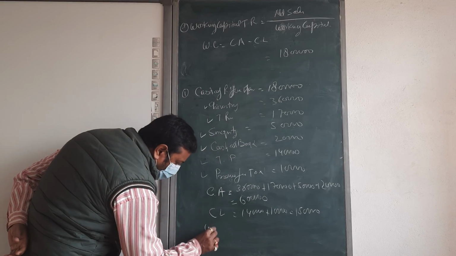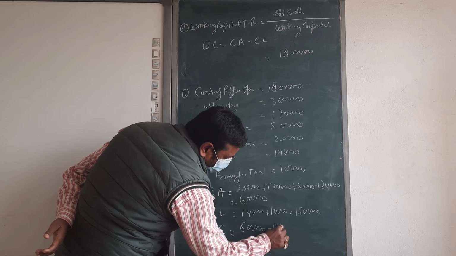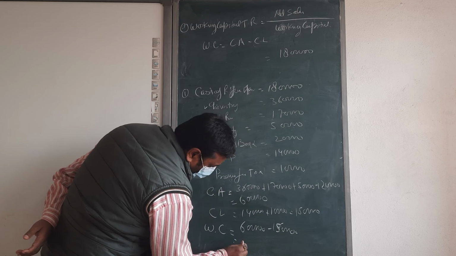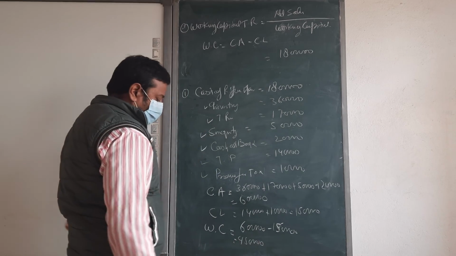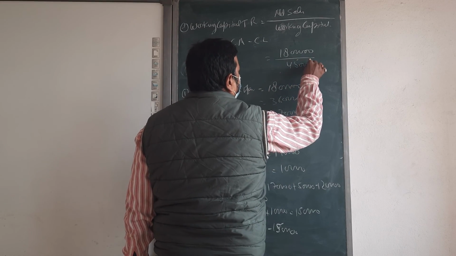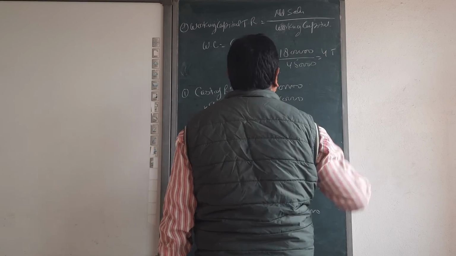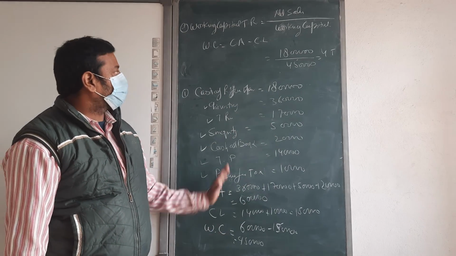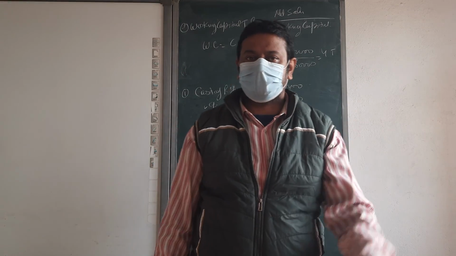Then working capital is equal to 6 lakh minus 1 lakh 50,000, the difference is 4 lakh 50,000. Now put this value here. Then how many times? 4 times. All answers are coming 4. Okay. This is all about the turnover ratio. Clear all? Now start to solve the questions.